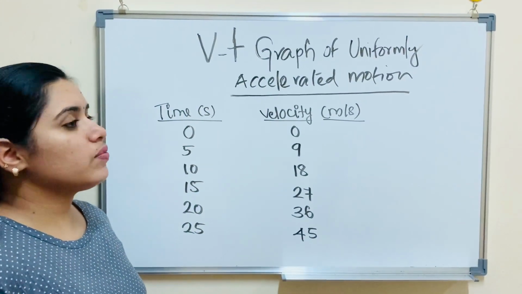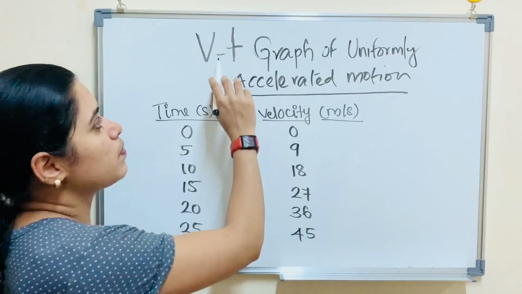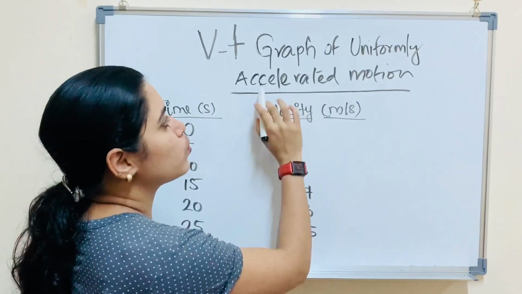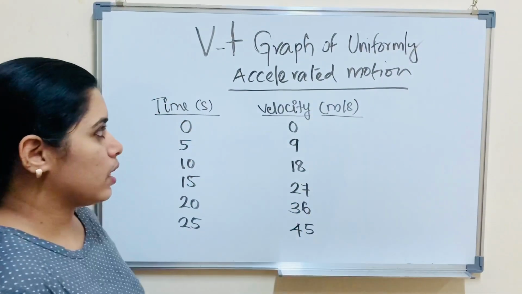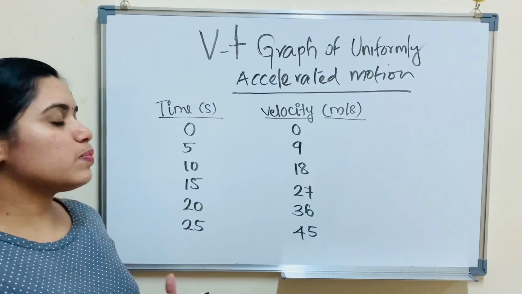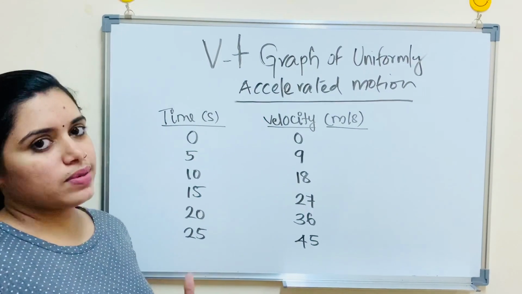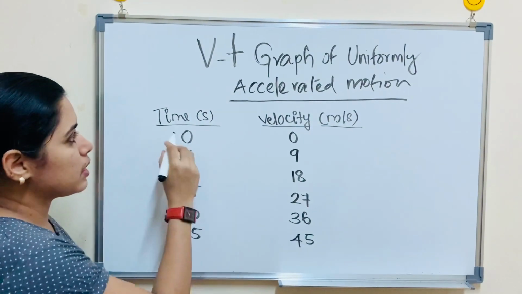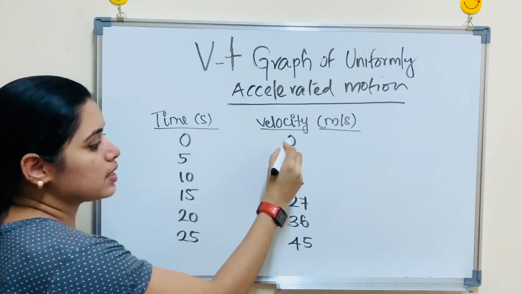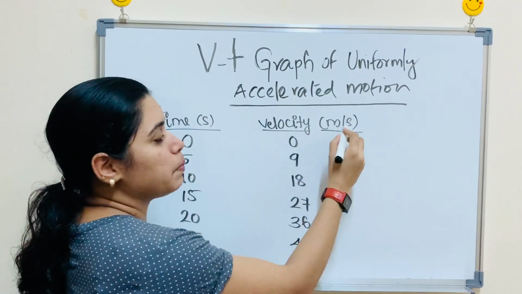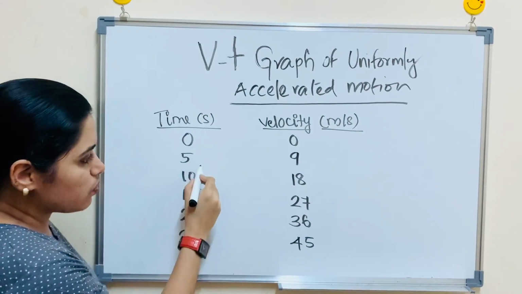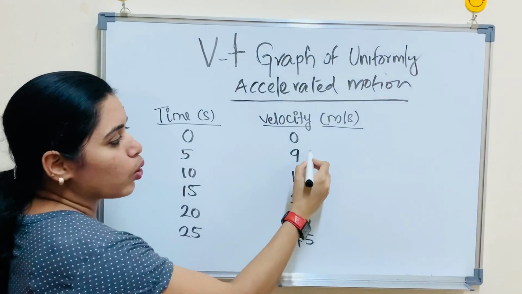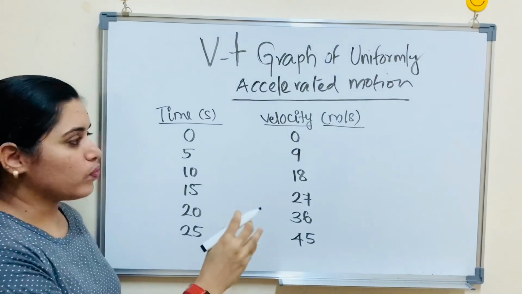The first graph that we are discussing here is the velocity time graph of uniformly accelerated motion. Suppose an object is moving and in each 5 seconds we are noting the velocity of that object. See this table, this is time in seconds and this is velocity in meters per second. In each 5 seconds we are noting the velocity of that moving object.